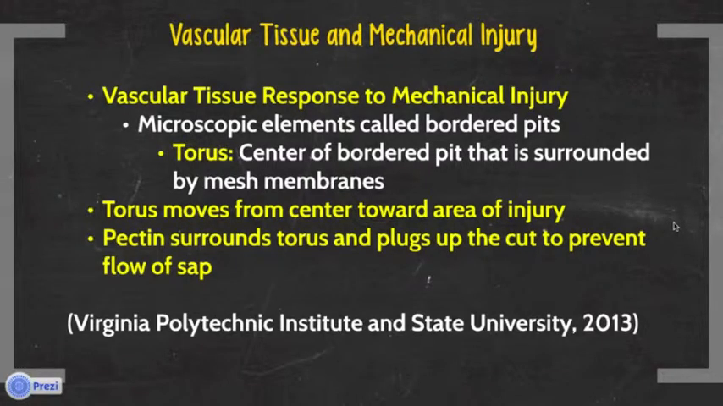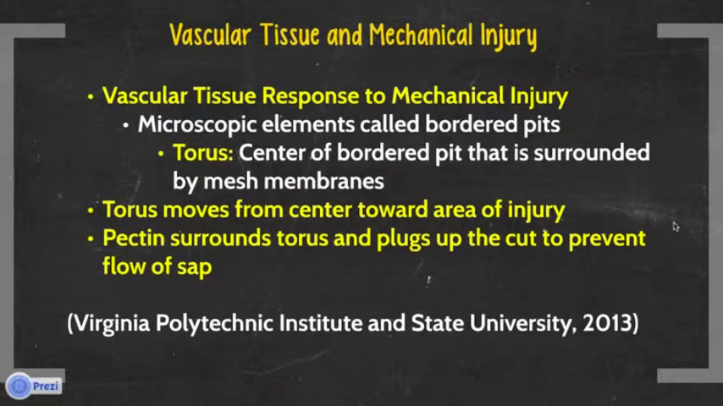Otherwise, sap would flow through the mesh membranes and out of the tree, and in essence, bleed to death. However, the torus that moves from the center of the bordered pit to the area of the injury is surrounded by pectin, which in turn is used to block any leakage of sap and seal the cut. How this works can be explained by changes in pressure. The whole system works like a check valve. As sap flows out, air flows in, and the bordered pit becomes closed off.